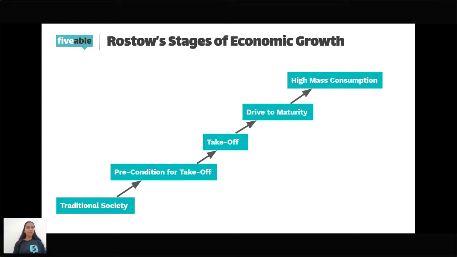So now that everything is developed, there's cities, industry, infrastructure, all of that great stuff. But now they start focusing on fairness and social equality because they have more time and money to spend towards that. And this is where Japan and the United States are today.